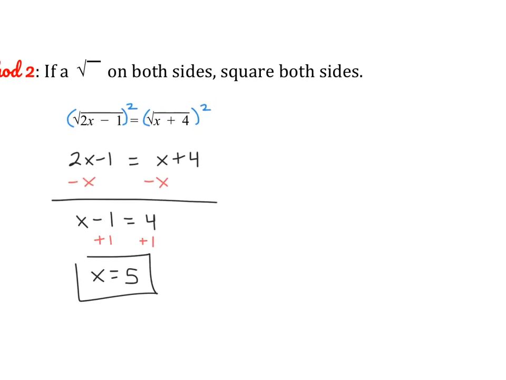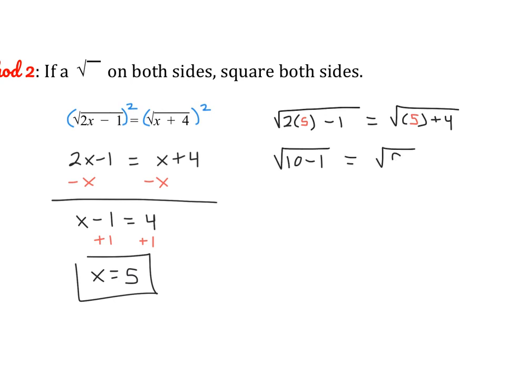One thing that's a good thing to do with any square root equation, which we can also do with our previous problems, is you might want to check every answer you get. If you get x equals 5, we can see if it works by substituting it into our original equation. So we can do square root of 2 times 5 minus 1 equals the square root of 5 plus 4. So here we have square root of 10 minus 1 equals the square root of 9, and square root of 9 is equal to the square root of 9.